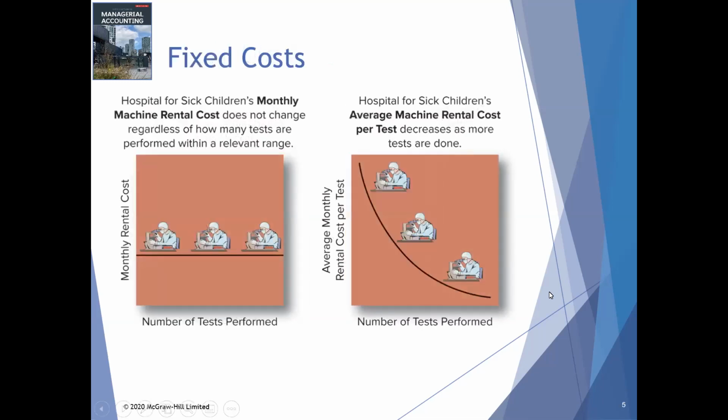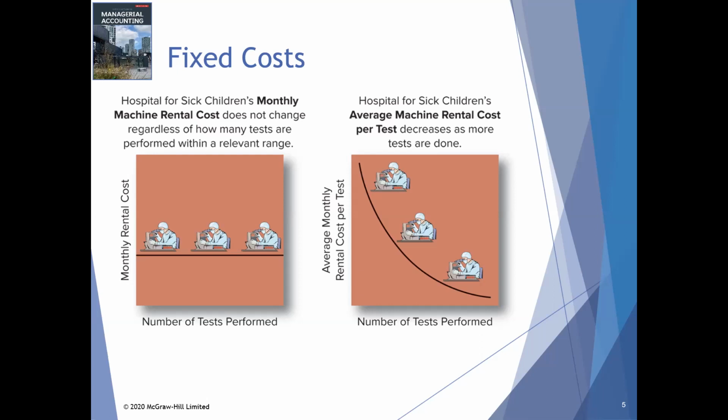Now if we talk about the fixed cost, what is happening in the fixed cost? Let's take an example of a hospital. For sick children, the monthly machine rental cost does not change regardless of how many tests are performed within a relevant range. So if the number of tests is 1 or the number of tests is 2, the rent of the building and the rent of the machinery will remain constant. For example, the big machinery is really very costly, maybe like $250,000, and the rent is $10,000 per month, right? So the monthly rent is 10,000.